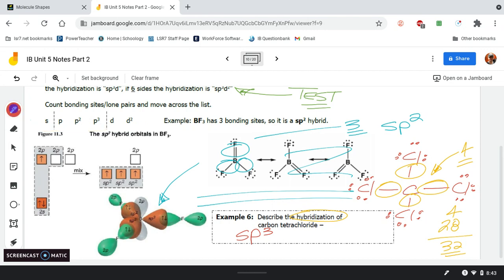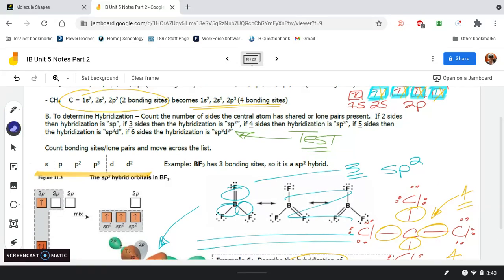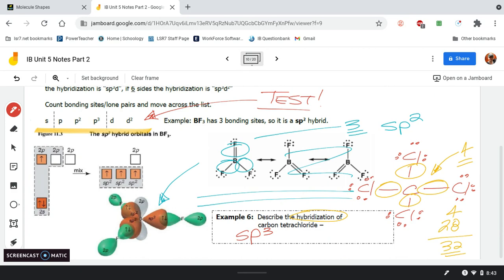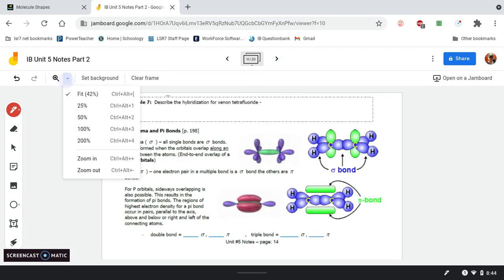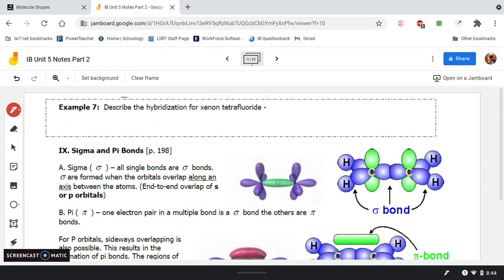Okay, so once again, going back to my little device that you need to know for the test, I should have probably written that. This is probably not the most important thing on the test. It's actually this. Okay. Describe the hybridization for xenon tetrafluoride. I want you guys to try that one. So pause the video, try it, see if you get it right.